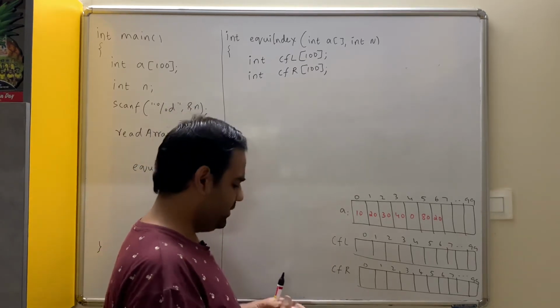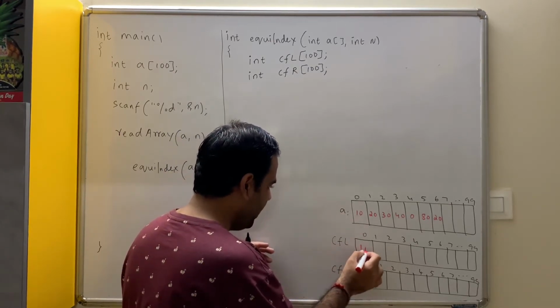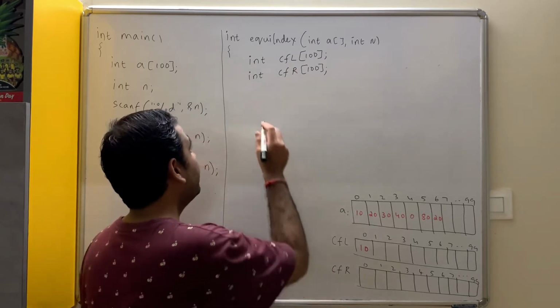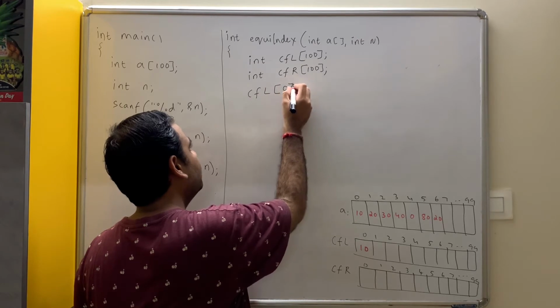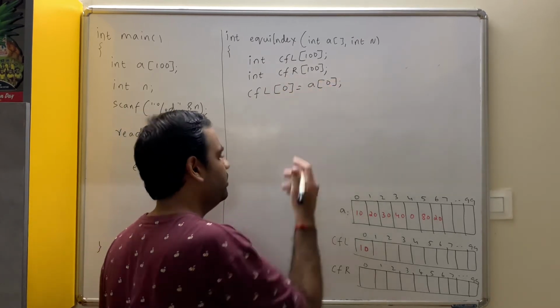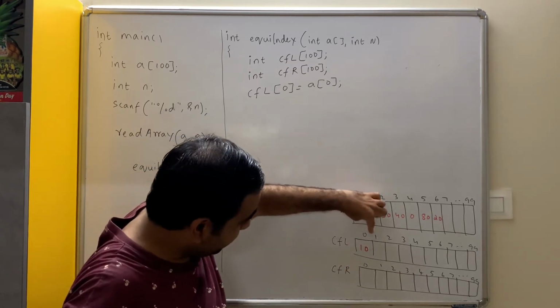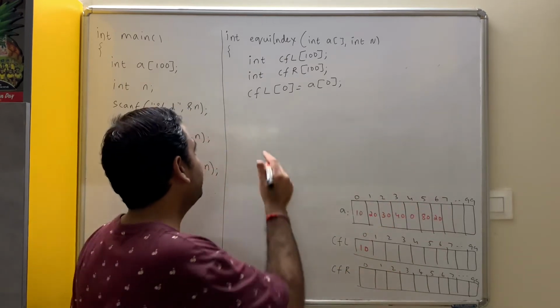Now what is the first step that we are going to do? The first step is to copy this 10 here as it is. And how do I copy it here? I say cumulative frequency of LHS of 0 is equal to A of 0. 10 is copied here. Now from index 1 till index 6, I need to find the cumulative frequency.